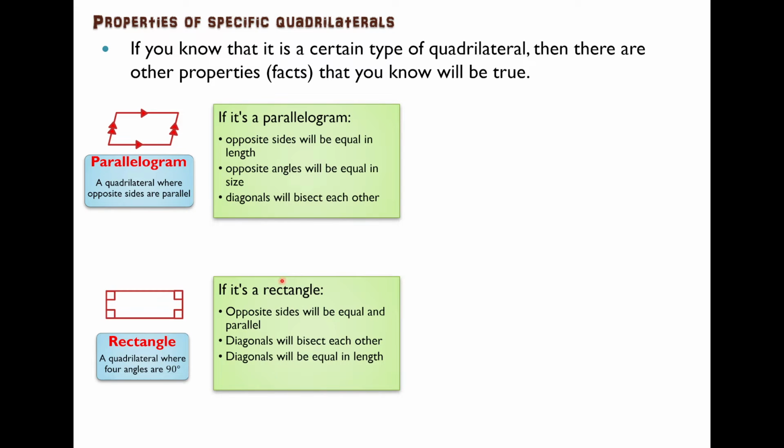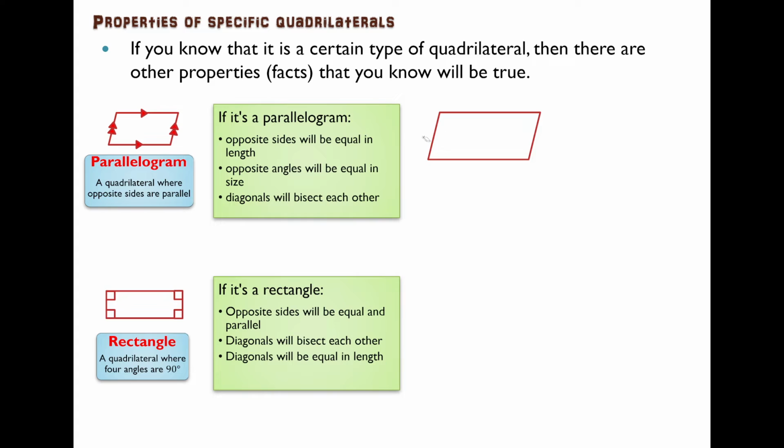I want to dive a bit deeper into the properties of specific quadrilaterals. So if you have a shape and you know that it's a certain type of quadrilateral, like you know that it's a parallelogram because you're told it's a parallelogram, then there are other properties, other facts that you know will be true. So if you know that a shape is a parallelogram, and this is the definition of a parallelogram, a quadrilateral where opposite sides are parallel, then you can say, I know, therefore, that opposite sides need to be equal in length. To show you what I mean by that, let's draw an example to show this particular fact, this first fact, opposite sides are equal in length.